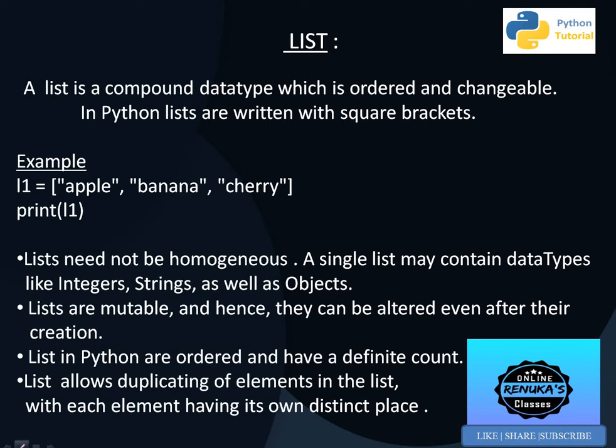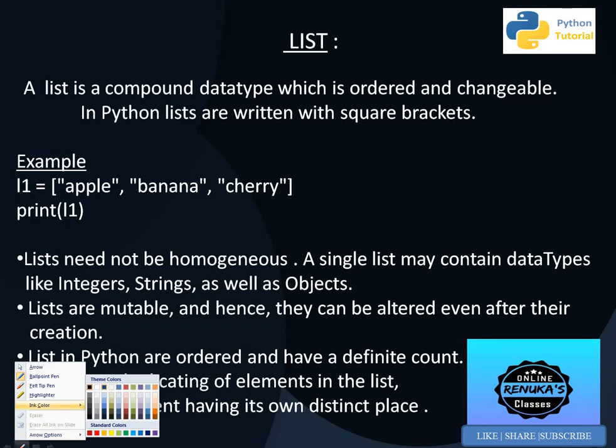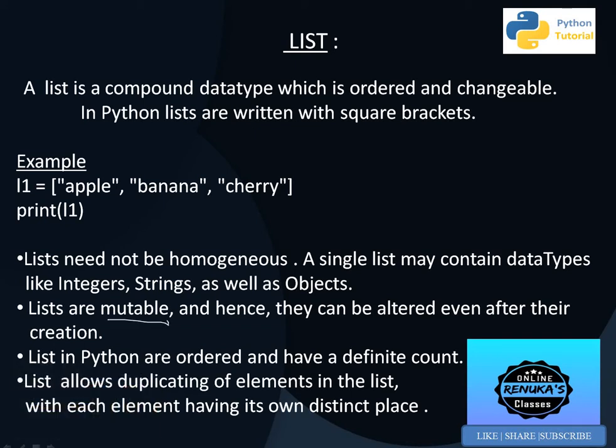Lists are mutable. Mutable means that the value stored in a list can be changed. Unlike in strings, strings are fixed. As we discussed in our previous video, strings are fixed, but in list we can make changes. So lists are mutable. Lists in Python are ordered and have a definite count. Lists allow duplication of elements. Duplication means suppose two entries in a list are 4 comma 4 comma 7, so that is also possible.